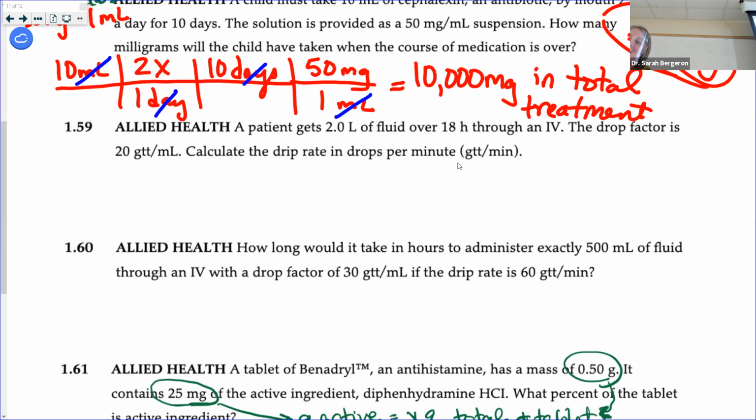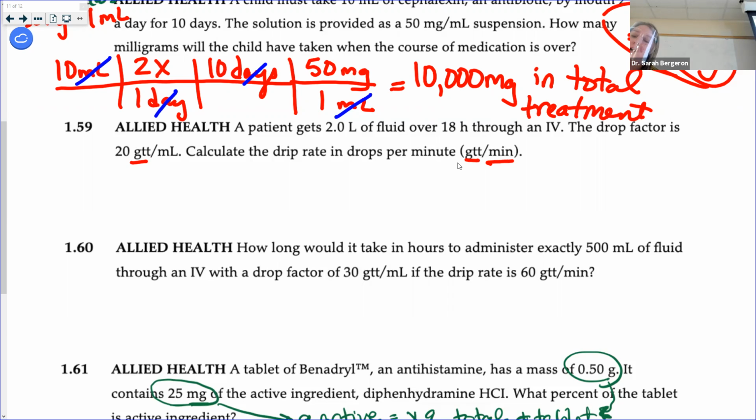All right. A patient gets 2 liters of fluid over 18 hours through an IV. The drop factor, right? You know, in an IV, if you've seen it, it drips at a particular rate, right? Okay, so that's the drop factor. And the drop factor is given in GTT per milliliter. That's like drops per amount of time, right? So calculate the drip rate in drops per minute. I want GTT per minute. So what kind of a relationship do I have to start out with? What do I know?